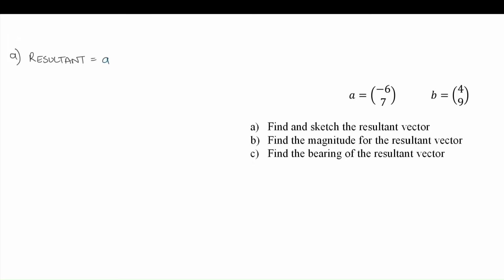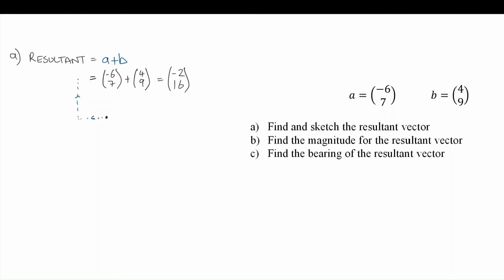If we substitute these column vectors in, the resultant of the horizontal components is -2. The resultant of the vertical components is 16. Our resultant vector is (-2, 16). We need to sketch this.